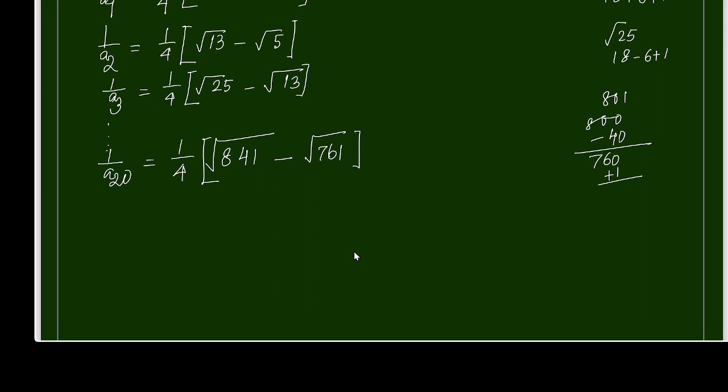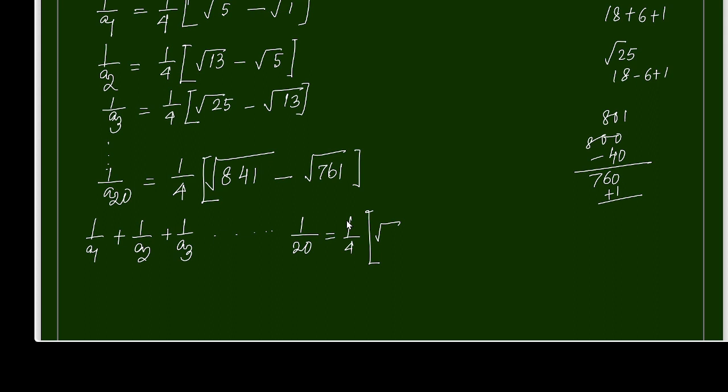So now time to take the sum. 1 over A1. So I took some time for calculation. In the examination, we should not be hurried to finish it quickly because it is not a sport. You will run and you will win. Here you should make the things correct. So it will be 1 over 4, square root of 5 minus square root of 1 plus square root of 13 minus square root of 5, and so on.